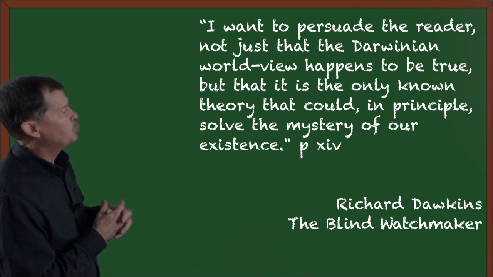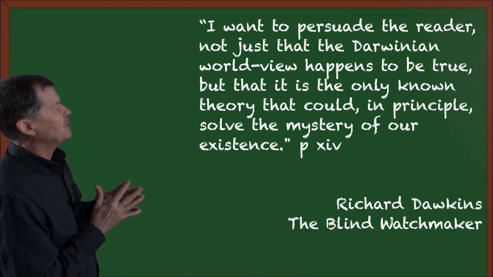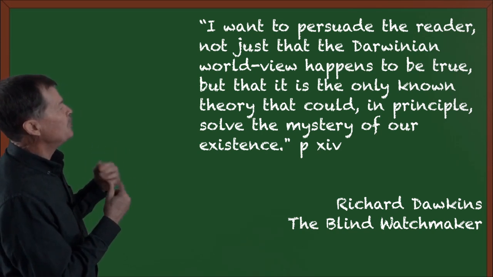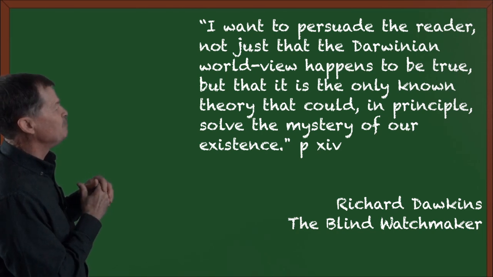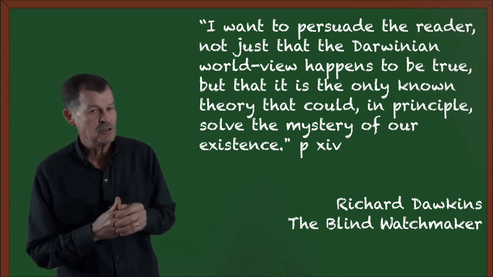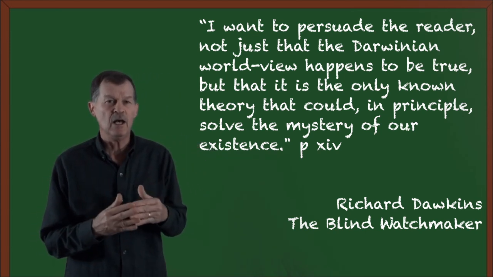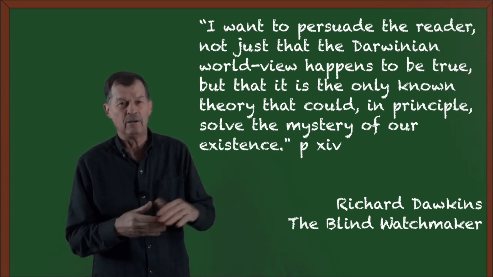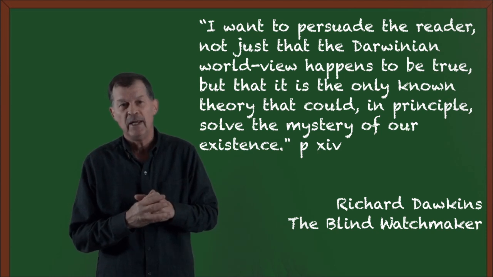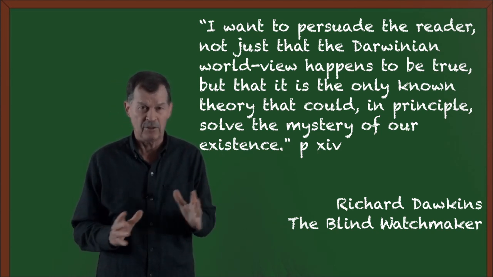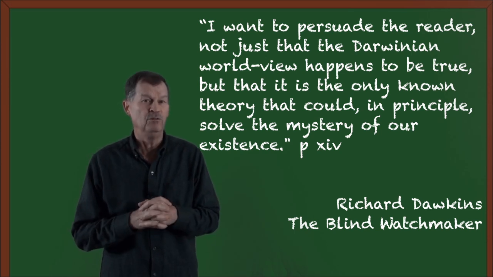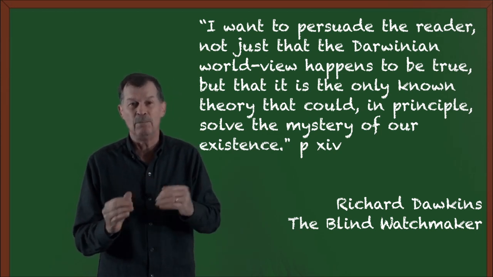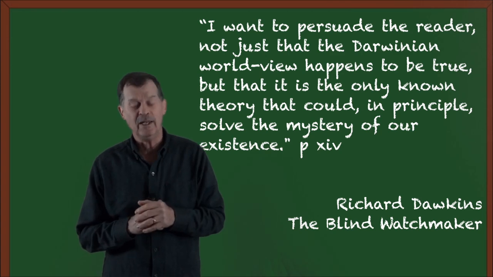He says, "I want to persuade the reader not just that the Darwinian worldview happens to be true, but that it is the only known theory that could, in principle, solve the mystery of our existence." So he's going to solve the mystery of our existence via a Darwinian worldview. I tried to research what exactly were the components of a Darwinian worldview, and I did not come up with a lot. But what I do know is that a worldview is composed of several different elements that make up a total worldview, and that is what we're going to get into.